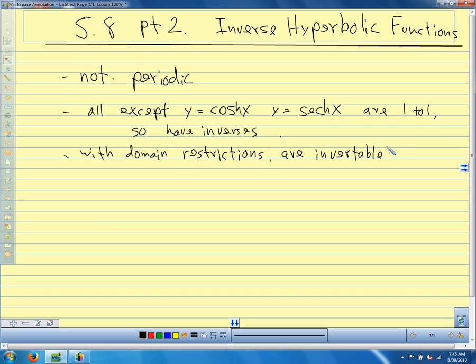And because the hyperbolic functions are defined with exponential functions, what would you expect their inverses involve? Logarithms. So the inverses involve logarithms.